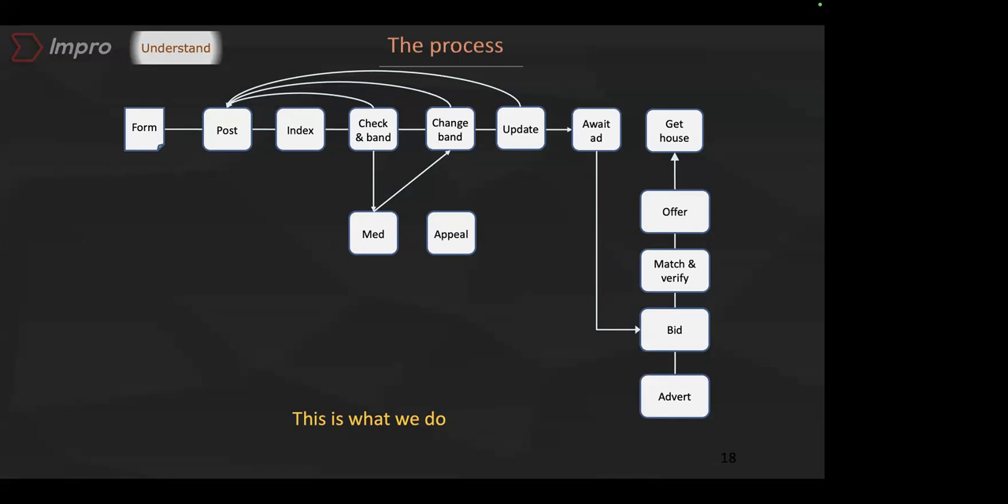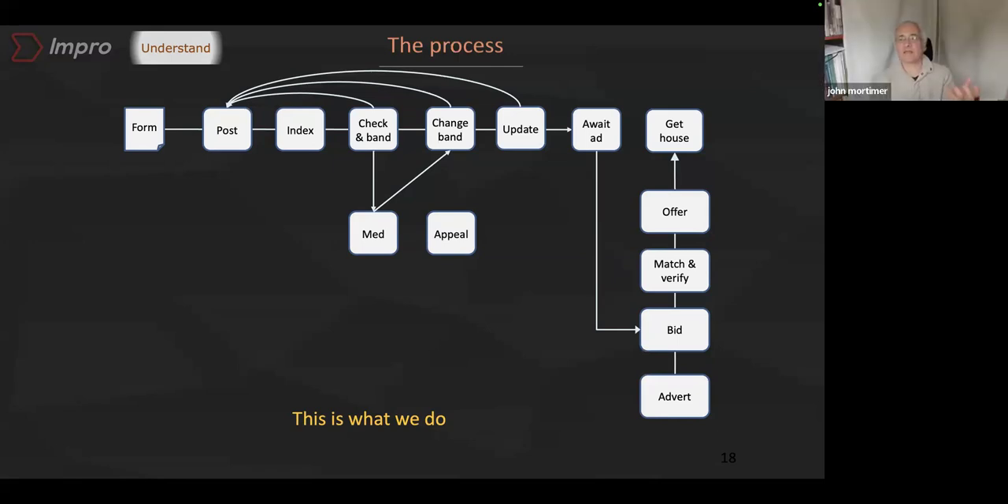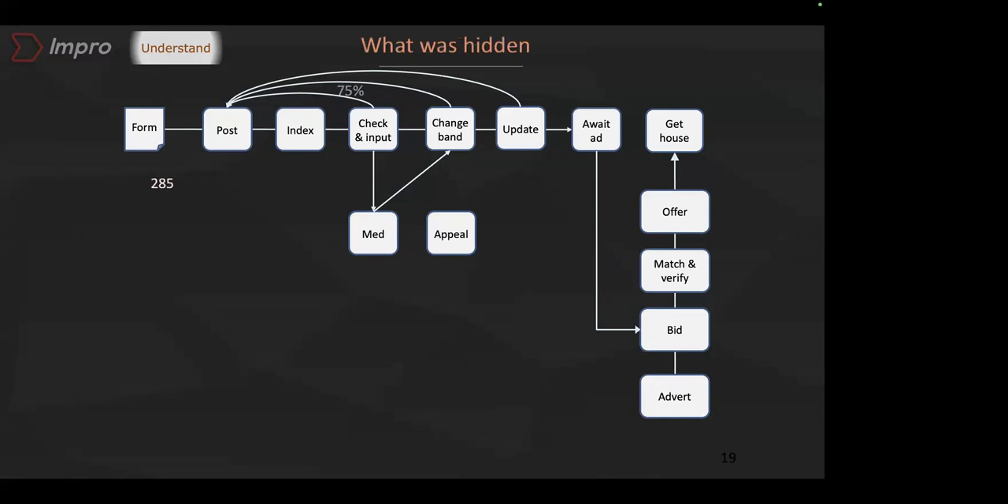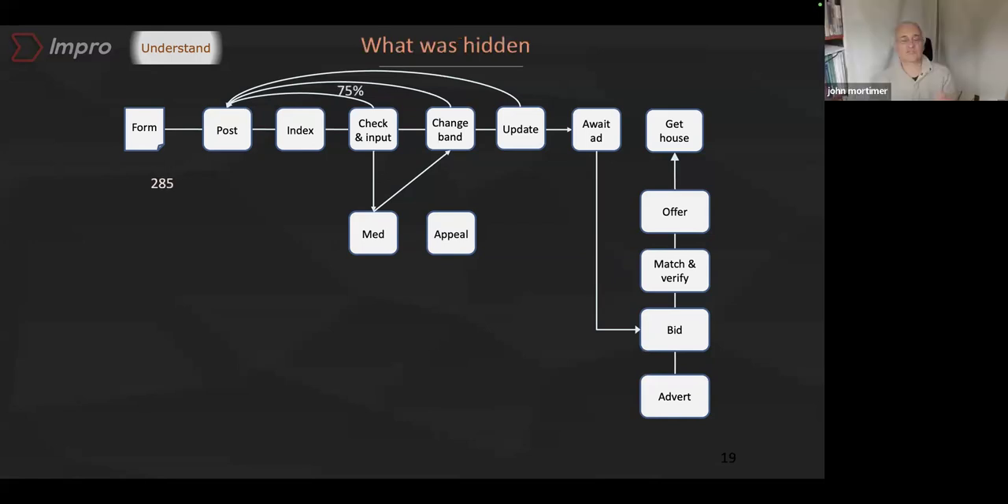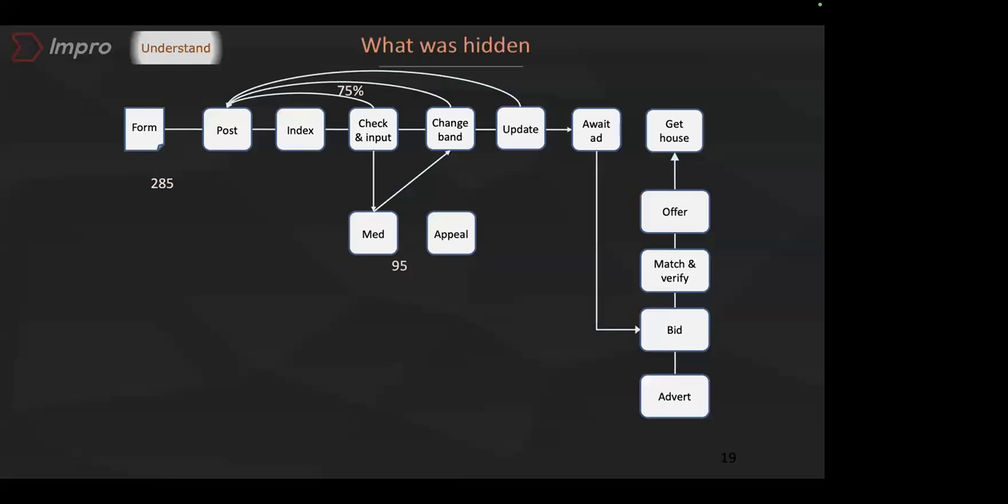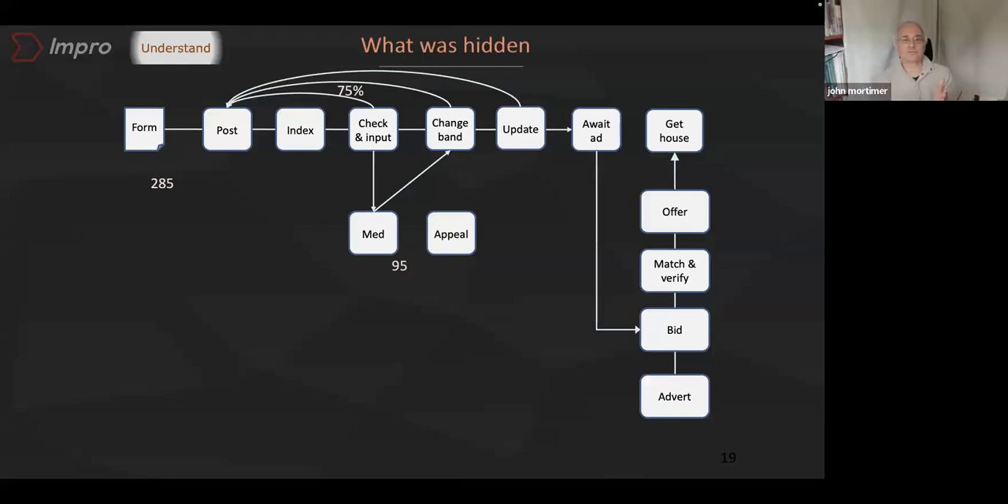What did we uncover? So this is the first element of the understand model, the model for check. What we found is that 285 came in. 75% of everything that comes in has an error and has to be returned. 75%. They can imagine the amount of work and effort that goes into that. 95 of those that came in were medical forms.